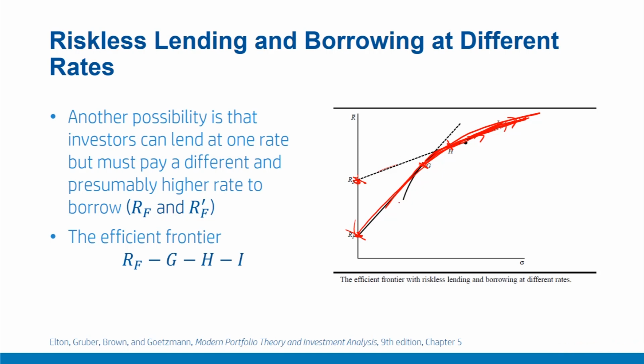For those who are less risk taking, they will invest partially in R_F and some amount in G, so they will obtain a portion on this R_F G portion. Those who are more risk taking will invest beyond G to H on this curvature and then straight line, which is R dash F H extended.